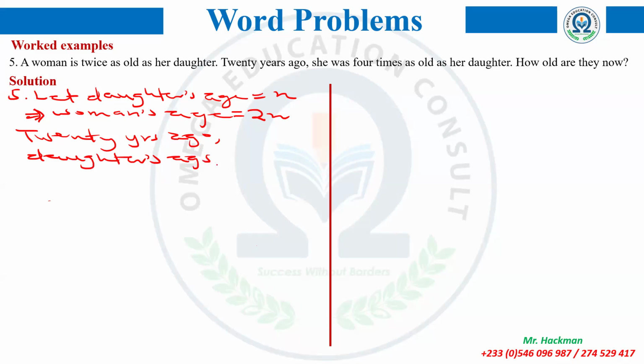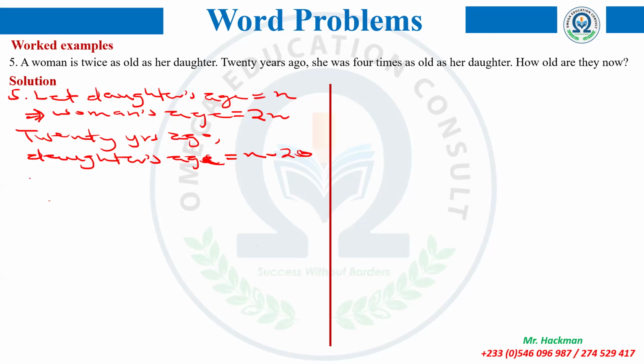Are you sure? Ago, x minus 20. Some of these mistakes, I've told you, when you see ago, it will be subtraction. When you see in, that's the future, it will be addition. And you are saying plus, meanwhile it's ago. You get it? So don't just write. In this case, the daughter's age, the present age is x. So 20 years ago, it will be x minus 20. Point well made.